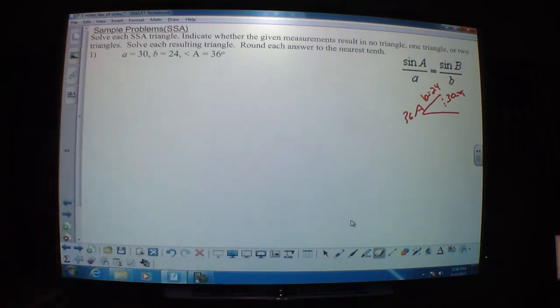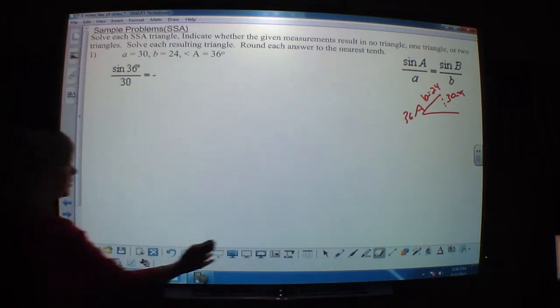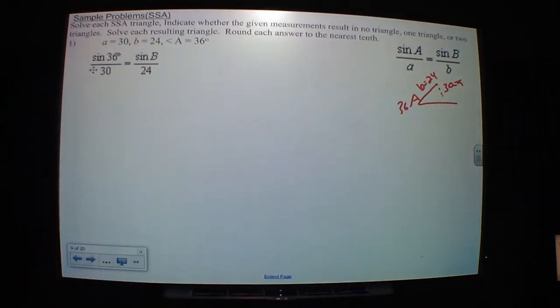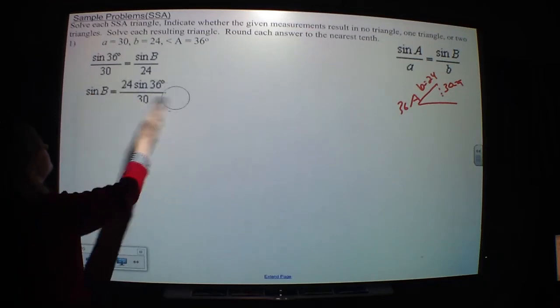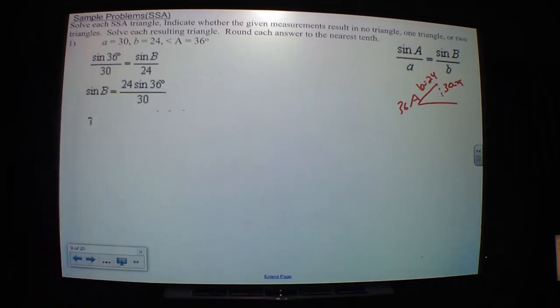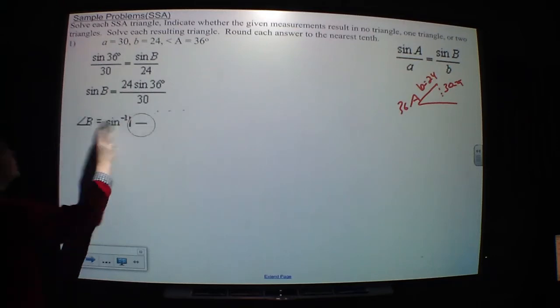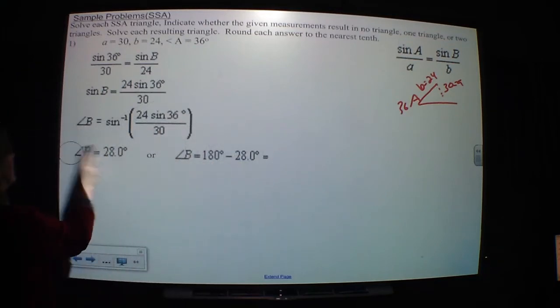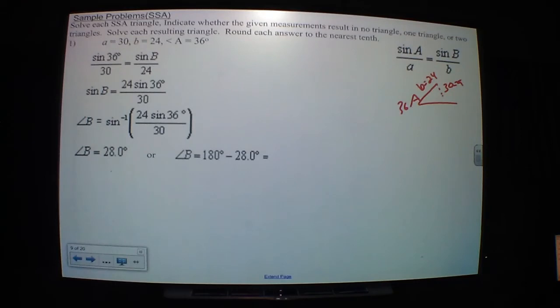So then now use law of sines. I probably have that written somewhere. Law of sines. Sine of A, which is 36, over 30 is equal to sine of B over 24. Solve for B. So first I solve for sine of B, and now I have to do inverse sine to find angle B. And if you put it in your calculator, you should get about 28.0. Okay?